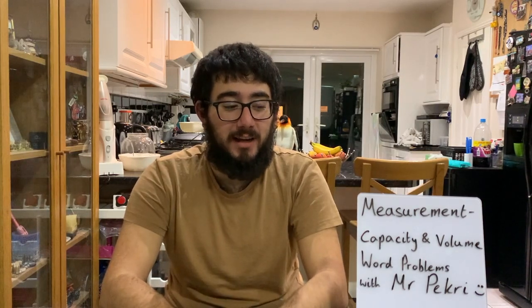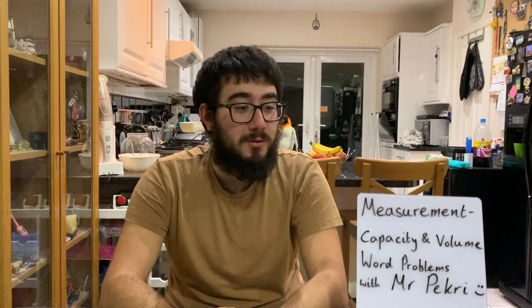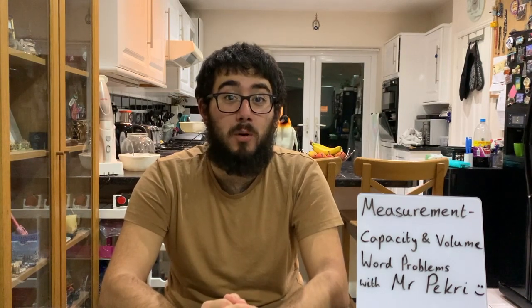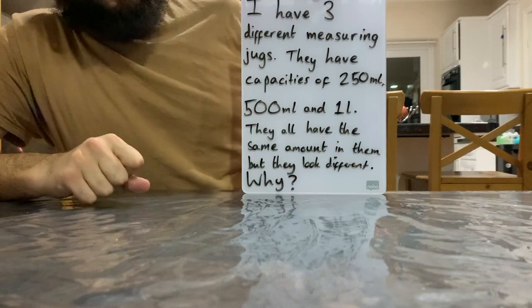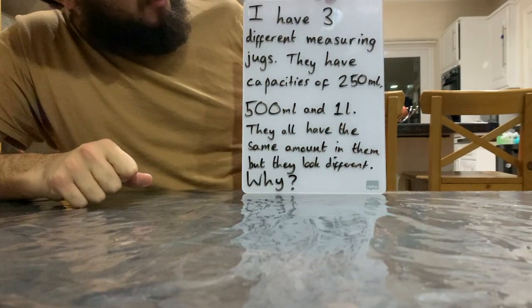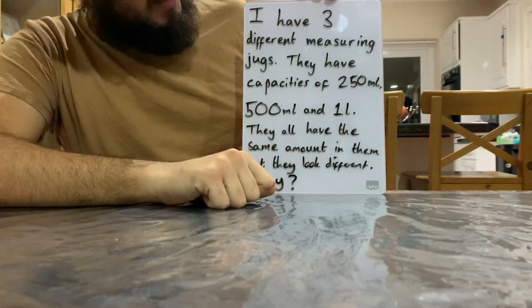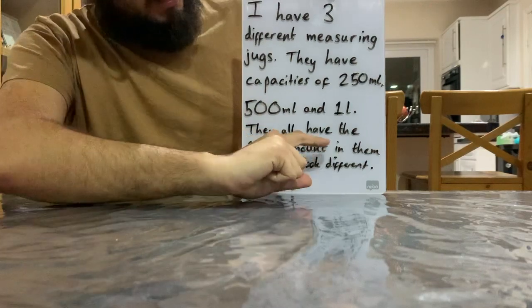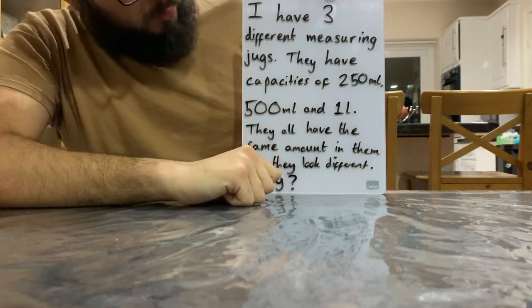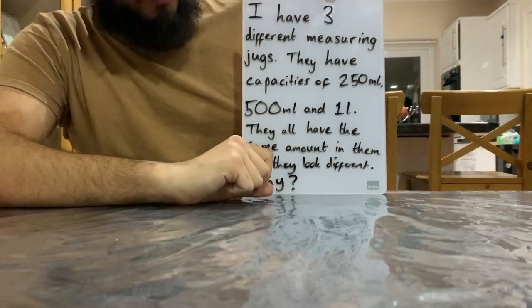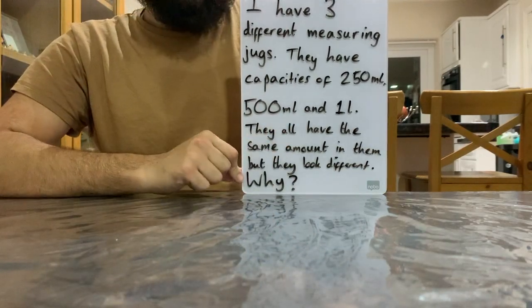It's Mr. Pekri again. Today we're going to continue with capacity and volume, but this time we're going to move on to some word problems. Okay, so the first question we're going to do is, I have three different measuring jugs. They have capacities of 250 milliliters, 500 milliliters, and 1 liter. They all have the same amount in them, but they look different. And the question is, why?